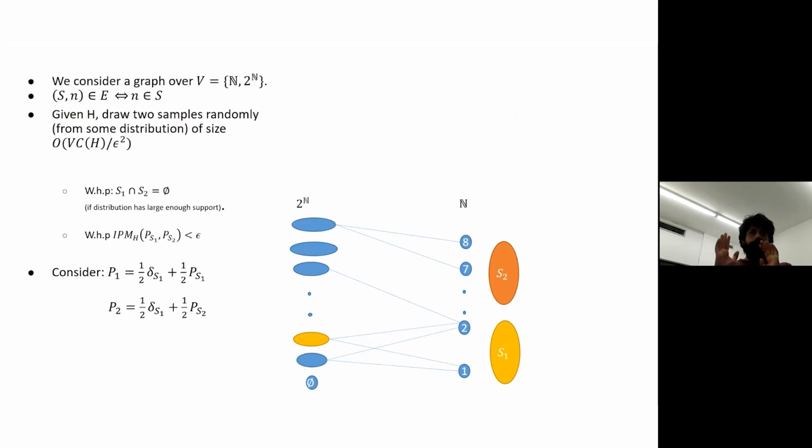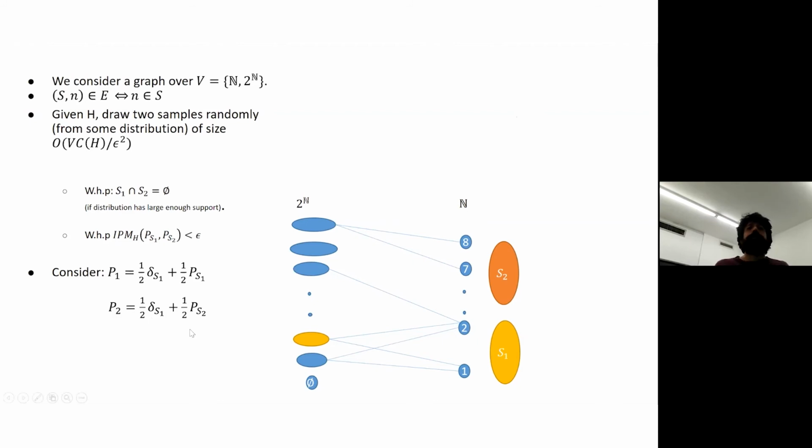So what I did so far is draw these two samples, and now I'm going to define a distribution where I take S1, and with probability half, I draw the subset that represents S1, and with probability half, I draw a point from S1. That's one distribution.